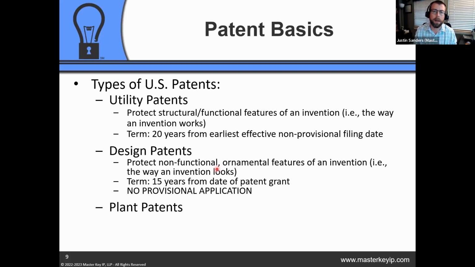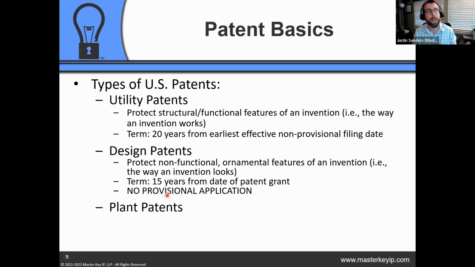design patents, on the other hand, rather than protecting how something functions, it just protects the way something looks. So if you have a product that has a unique look to it, some aesthetic appearance that's unique enough, you can get a design patent that protects that look. And then with design patents, you get a slightly shorter term. You get 15 years rather than 20. And it's definitely possible to get both utility and design patents on a particular invention.